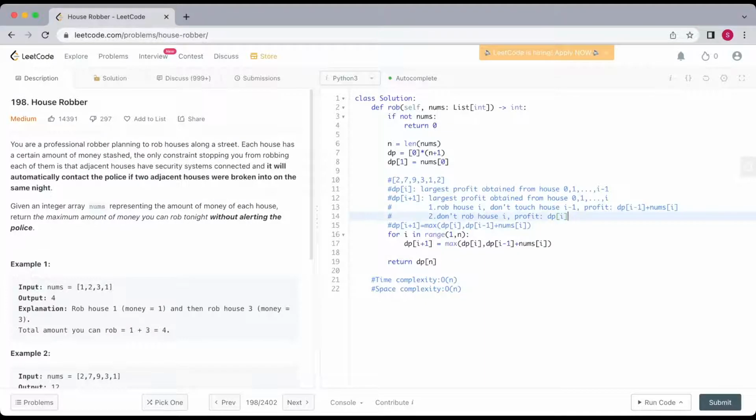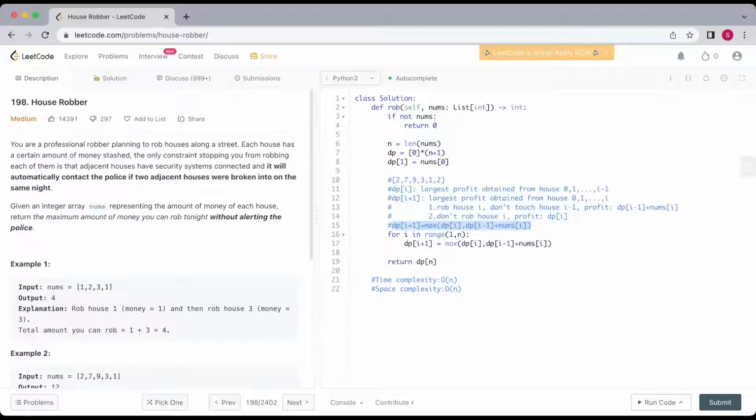Then we have the second option. We don't rob house i, so we can rob from house 0, 1 until house i minus 1. The best solution for this robbing plan will be dp[i]. So for dp[i+1], we need to find the better solution from these 2 options. So we have max of dp[i] and dp[i-1] plus nums[i]. This is the common pattern for our dynamic programming algorithm.